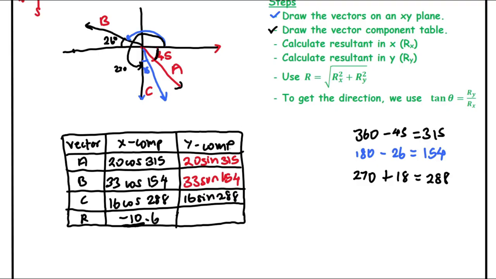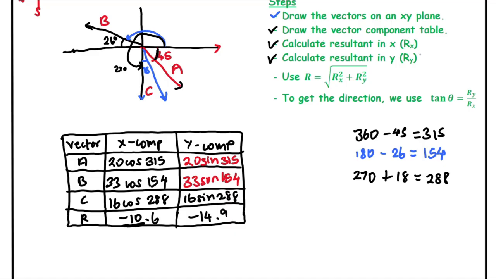Then we do the same for the y component: 20 sine 315 plus 33 sine 154 plus 16 sine 288. Here we get negative 14.9. So we found the resultant in x, we found the resultant in y. The next step is to use this formula to get the actual resultant.